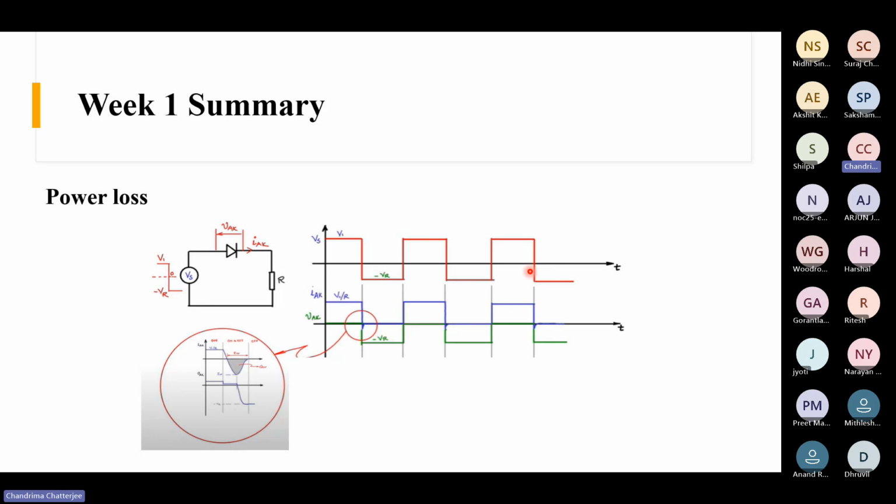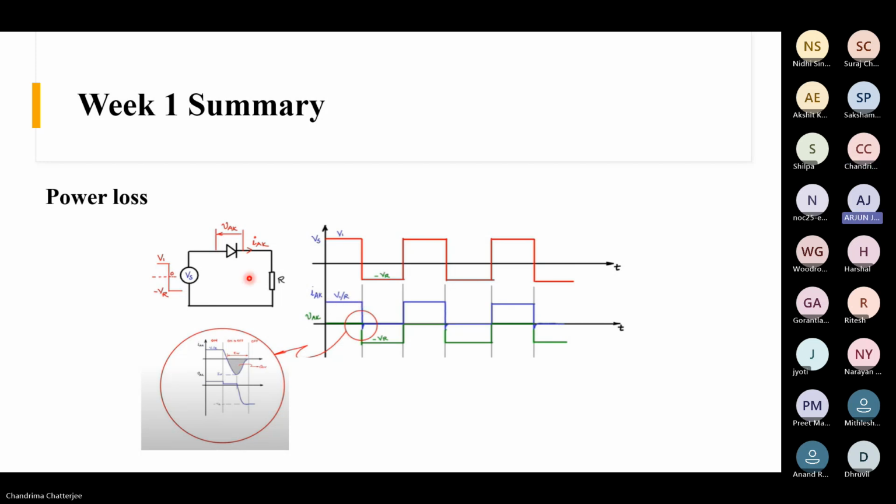I have taken this picture from the lecture. If some of you have listened to the lecture, you will know what was discussed there. First, during this portion, the voltage is positive, so the diode is forward biased, and this is the load resistor. The current flowing through the circuit will be approximately V1 by R, right? So this is the current.